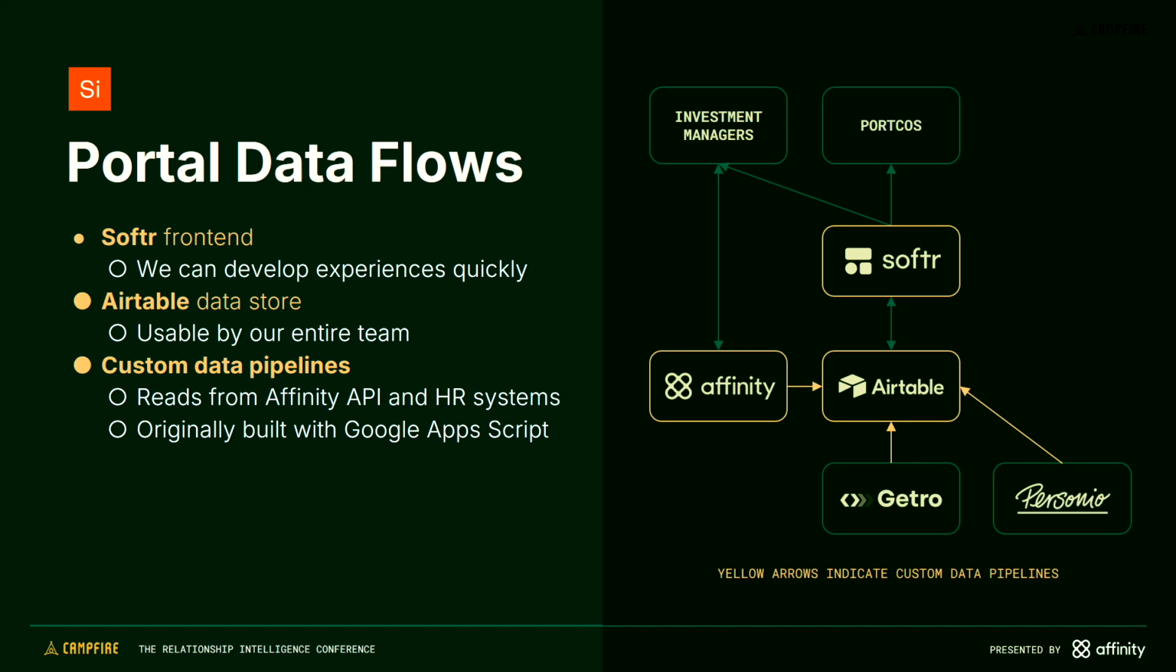So this was a really lightweight way to get started. As I mentioned here, there's also some HR data coming in there. For instance, we needed to know who the employees of Speed Invest were, and the easiest way to do that would be to use the most current authoritative place, which is Personio in our case, not Affinity. And then Getro is our talent pool data as well. So that's everything that's going on here. It was used by both portcos and investment managers, and that's everything that's in this diagram.